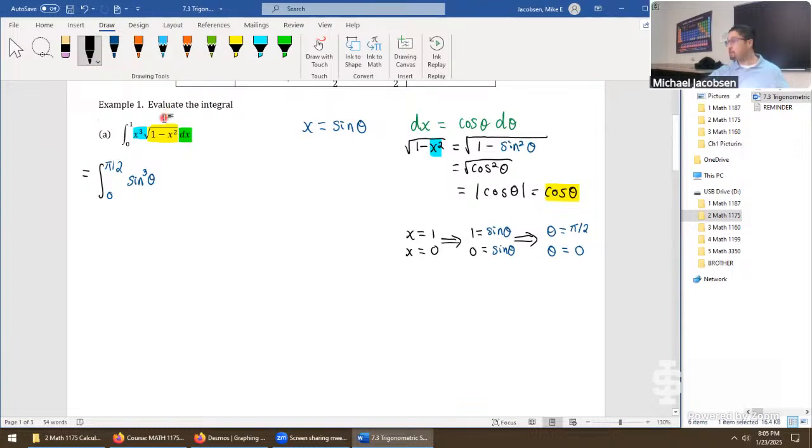The portion that's the square root. Again, writing out things very carefully helps out. This is more about organization in some sense. That turns into cosine theta. And last is dx. dx itself turns into all of this stuff, cosine theta d theta. And this is our integral to handle.